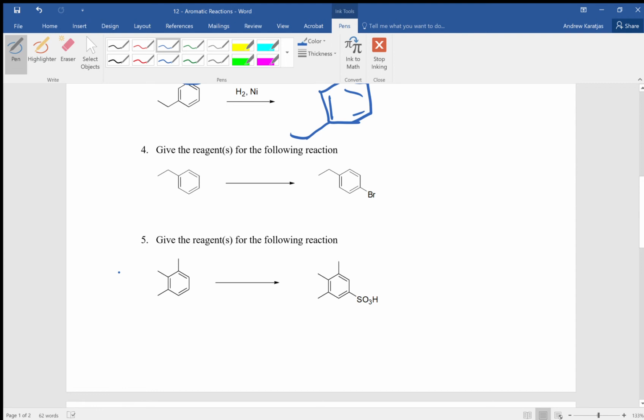In 4 and 5, I've now given you the starting materials and I've given you the products. And you need to figure out how we get from one to the other. So number 4, you can see we've added a bromine. And the way we do that for an aromatic compound is using Br2 and FeBr3. And in number 5, we've added our sulfur group, which we can do with sulfuric acid and heat.